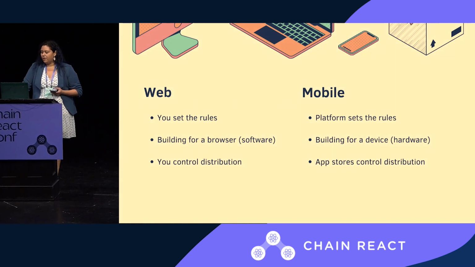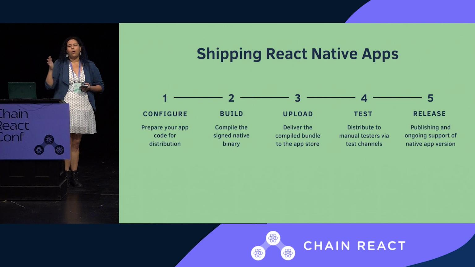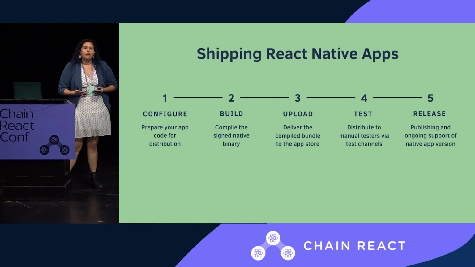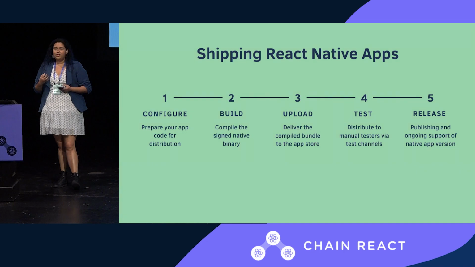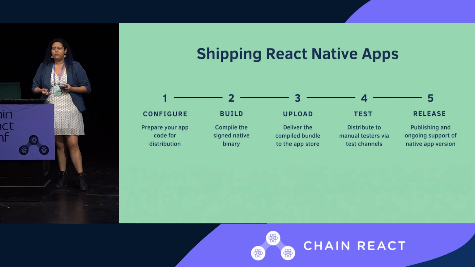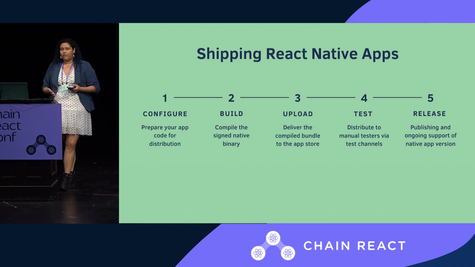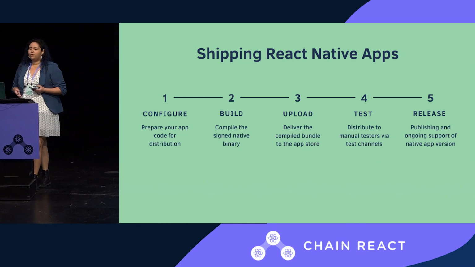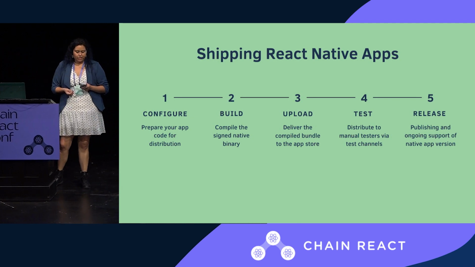So when we talk about shipping React Native apps, we're talking about going from code all the way to the app in your user's hands via the app store. And this is what that process looks like. You start with configuration, which is essentially preparing your app code for distribution. Then you compile the signed native binary. Then you upload that binary to the app stores. Once it's in the app stores, you distribute it to testers via test channels. And finally, once your app has been fully tested and you're ready to release it, you publish it to all users. And you also need to maintain ongoing support of that version of the native application.